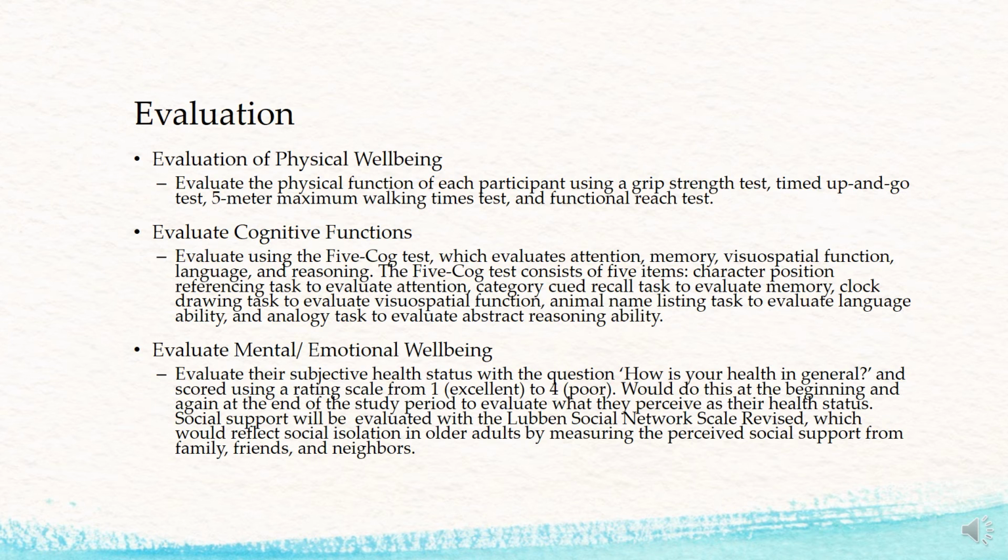Evaluation of physical well-being. Evaluate the physical function of each participant using a grip test, timed up and go test, 5-meter maximum walking time test, and functional reach test. Evaluate cognitive functions. Evaluate using the 5 Cog test, which evaluates attention, memory, visual spatial function, language, and reasoning. The 5 Cog test consists of 5 items.